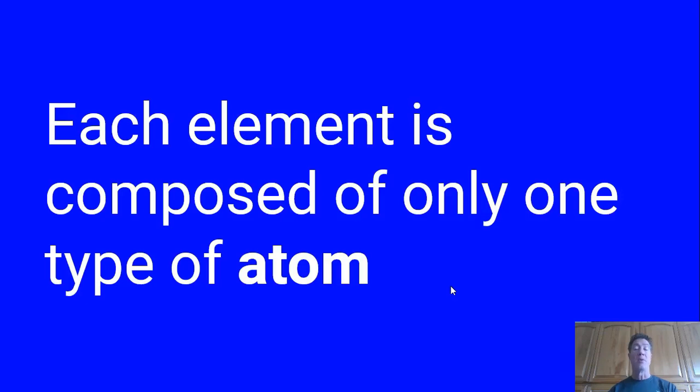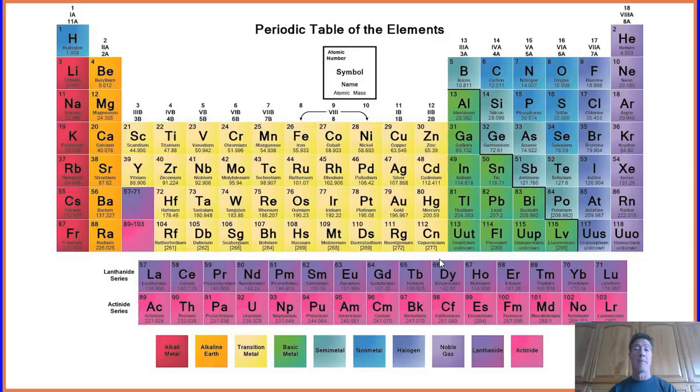Each element is composed of only one type of atom. So we've been talking about some atoms. We've been talking about water, for example. It is composed of two types of atoms, an oxygen atom and a couple of hydrogen atoms. Well, each of those is an element. Oxygen is an element. Hydrogen is an element. And every element is composed of only one type of atom. So every element has a different fundamental building block.